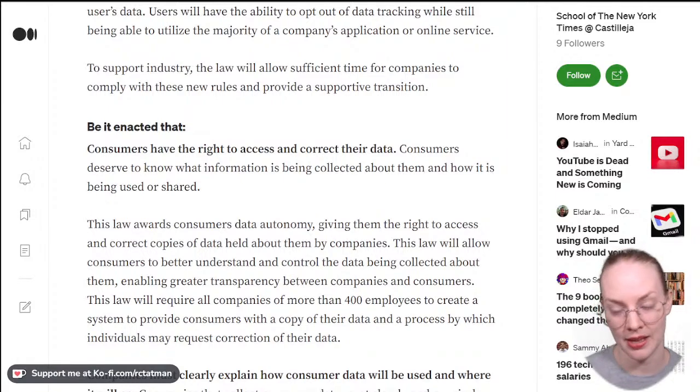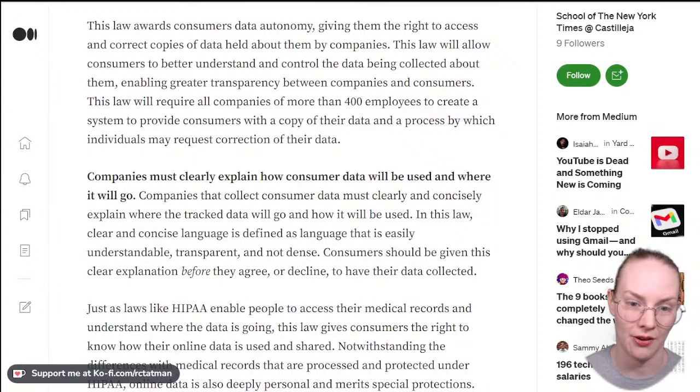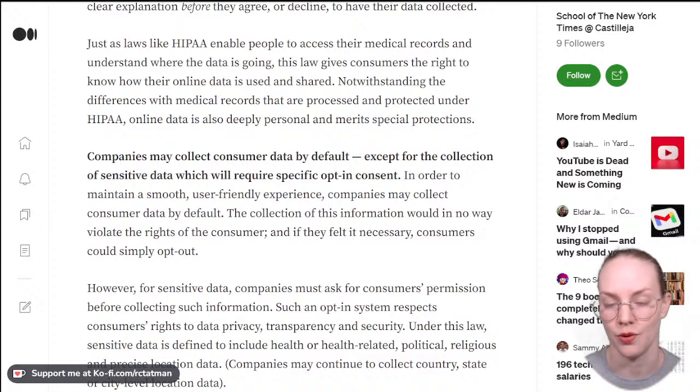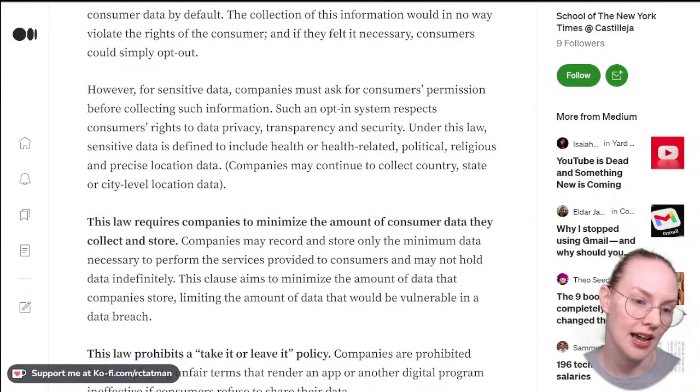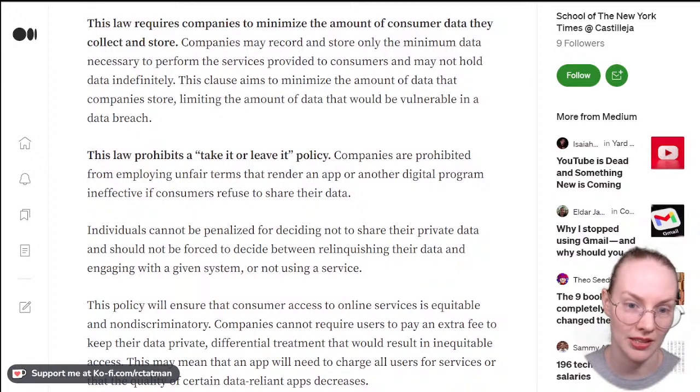And the sort of things that they brought up is that consumers should have the right to access and correct their data. Companies must clearly explain how consumer data will be used and where it will go. Companies may collect data by default, except for the collection of sensitive data, which will require specific opt-in consent. The law requires companies to minimize the amount of consumer data they collect and store. The law prohibits a take it or leave it policy.